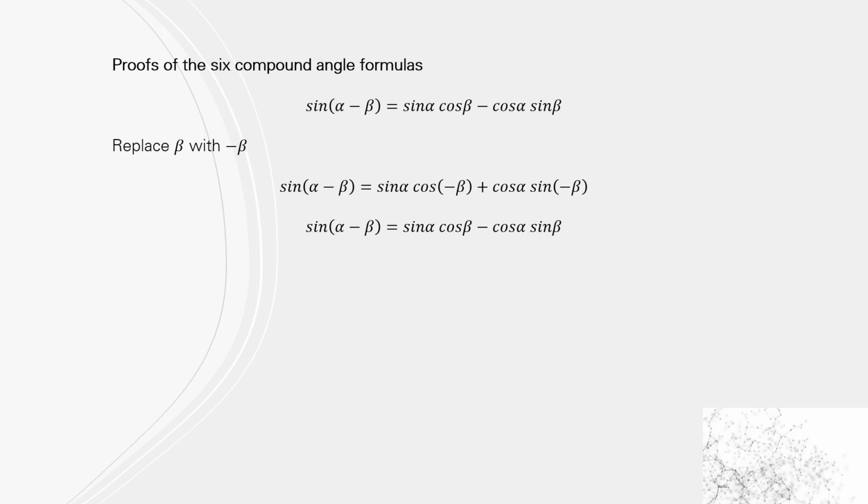So for this one, we just proved sine of alpha plus beta, so now we're going to replace the beta with minus beta, so that's why we get sine of alpha minus beta. And then we get sine alpha cos of minus beta plus cos alpha sine of minus beta. And in one of the previous ones, we showed that cos of minus beta is actually positive cos beta, and sine of minus beta is minus sine beta. And that's why we get sine of alpha minus beta is sine alpha cos beta minus cos alpha sine beta.